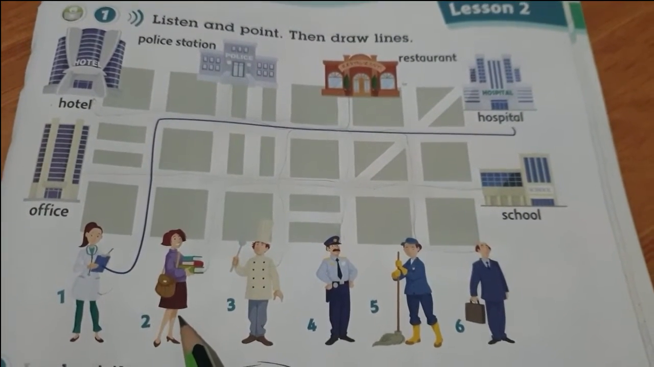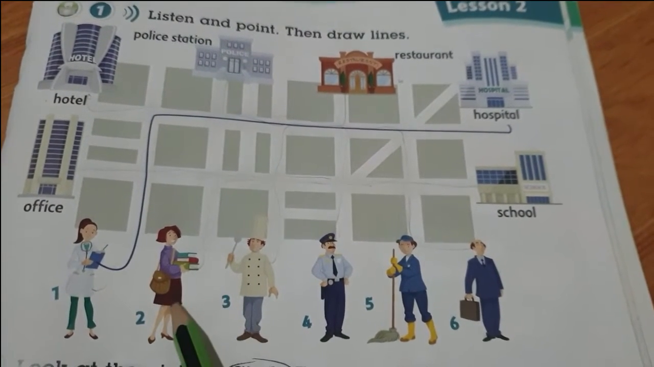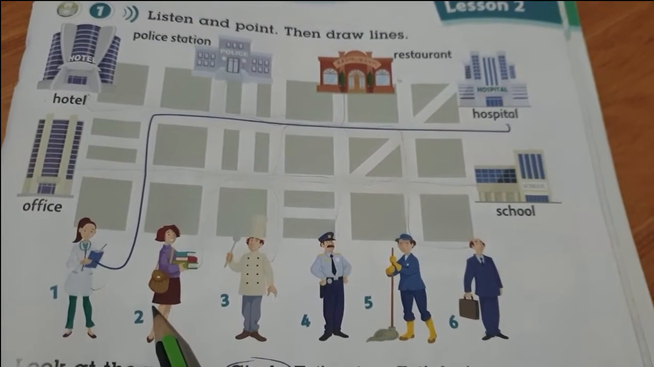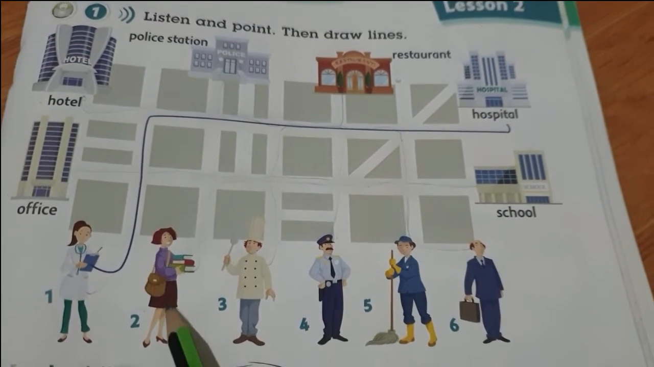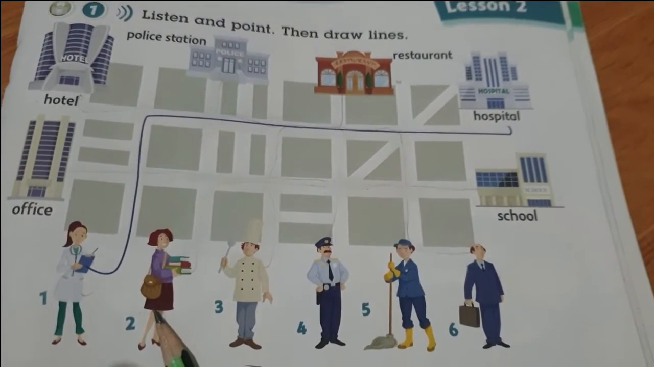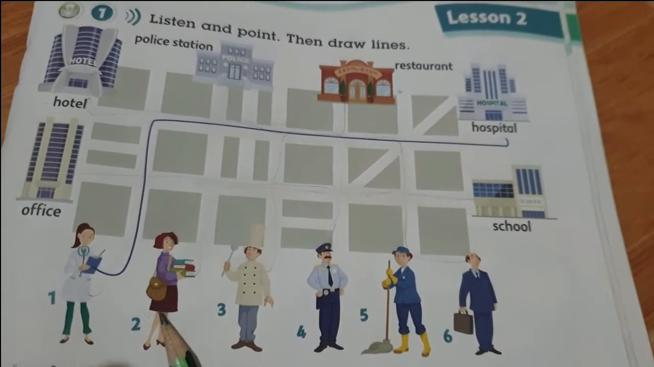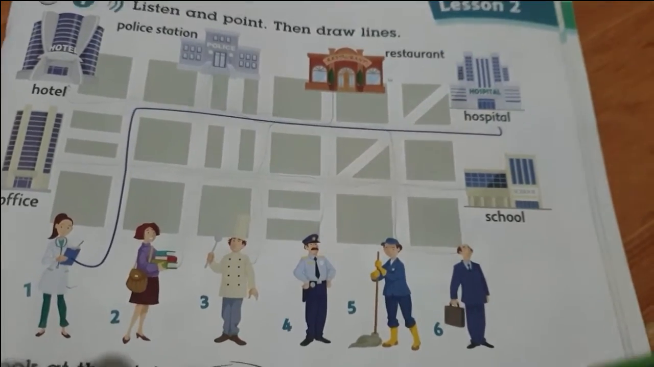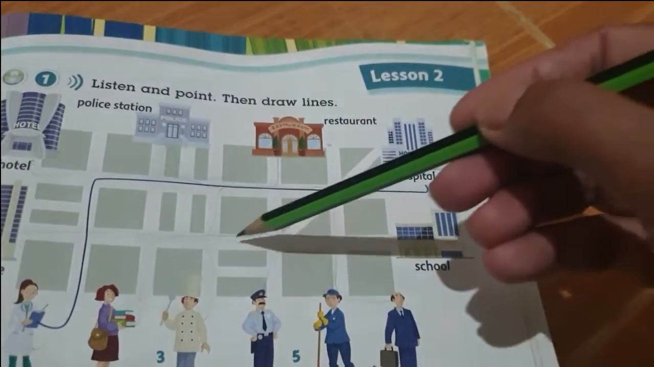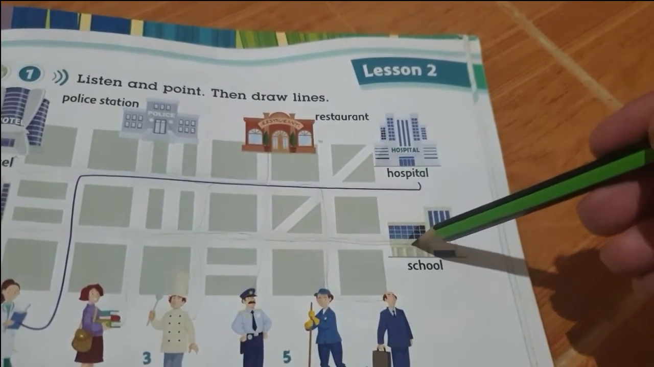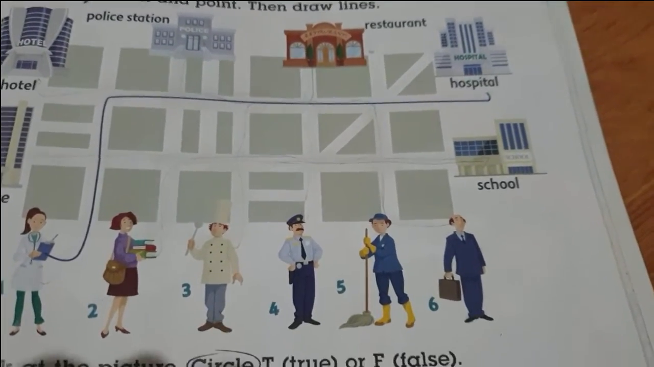Number two, who is she? Actually, she is what? She is a student, right? She is a student. Where does she study, everyone? Where does she study? Oh, yeah. Okay. So you have to draw this one. Study, go to school, right? Okay. So here, school.